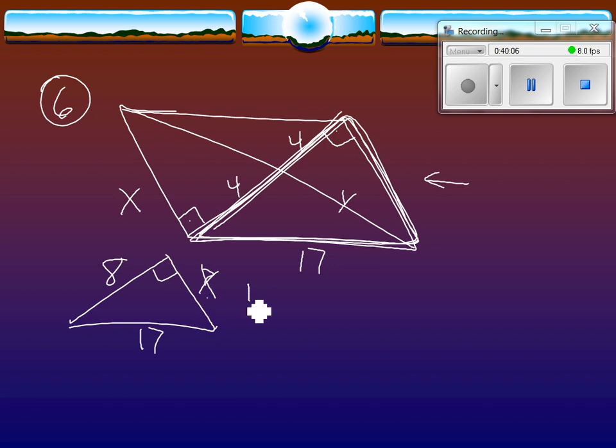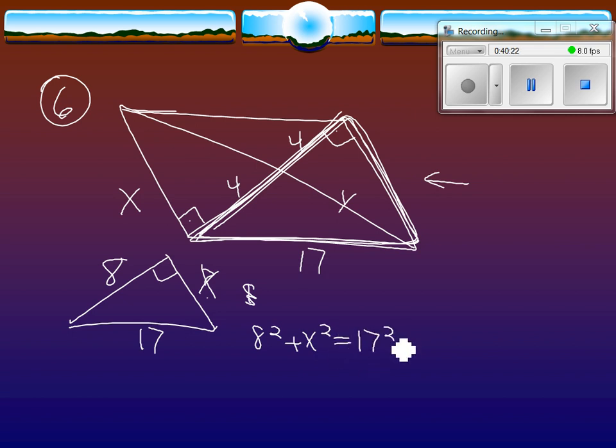So tell me how to set it up. A squared plus b squared equals c squared. Tell me how to set it up with our numbers. 8 squared plus x squared equals 17 squared.